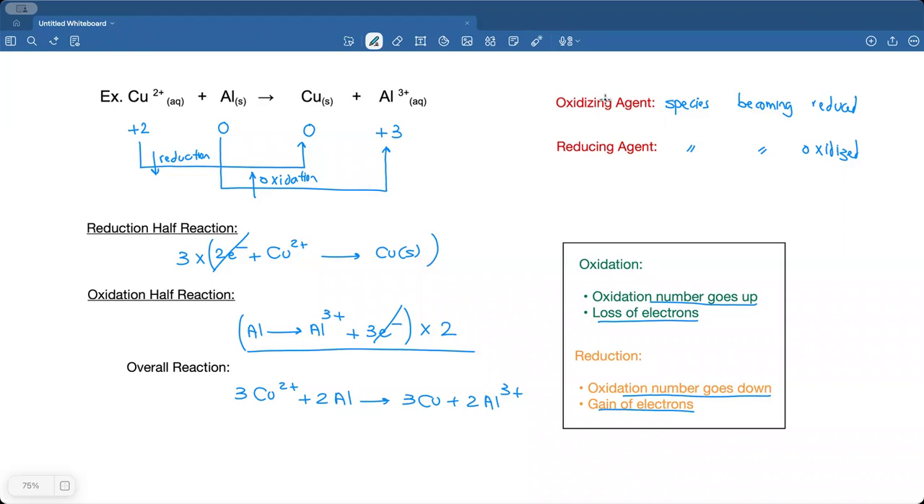Think about this like soap, a bucket of water, a mop, a sponge. All of those are considered cleaning agents. But think about what happens to them after they clean stuff. They become dirty. They don't become more clean. And that's exactly the case here. The species that is an oxidizing agent is becoming reduced itself. So in this case, since copper 2+ is becoming reduced, it's considered the oxidizing agent, and aluminum is becoming oxidized, so it's considered the reducing agent.